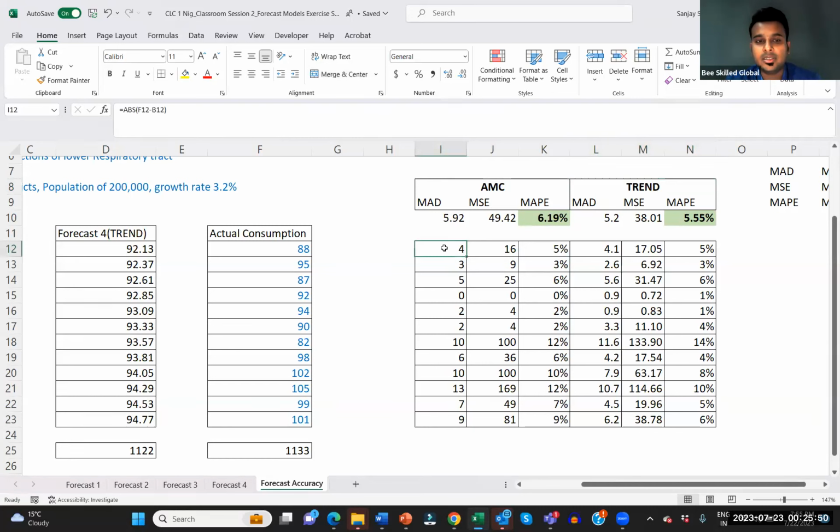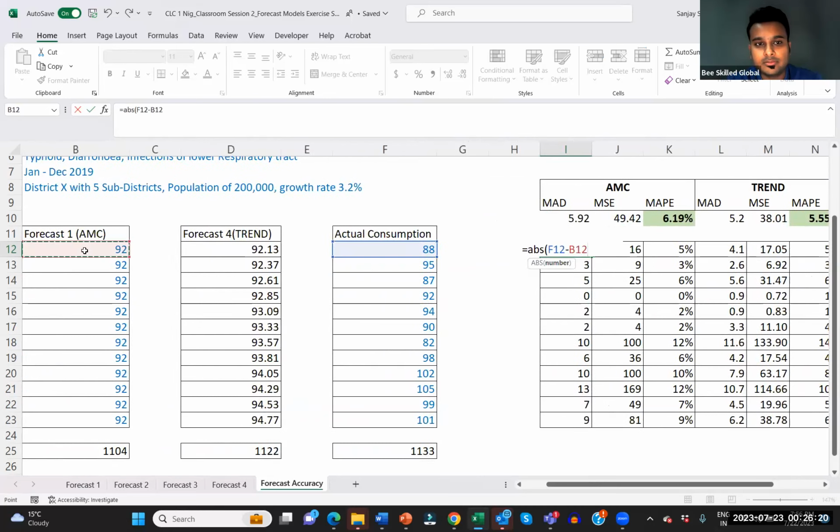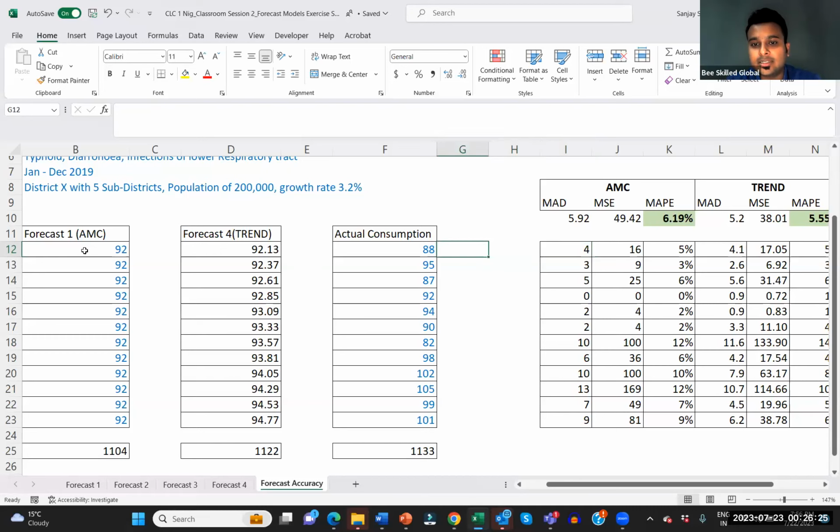For MAD, we use a function called ABS, absolute. If we don't use the absolute function, our numbers can go negative, and that won't be very helpful. We want to understand the absolute deviation, whether negative or positive. So we use the ABS function on the consumption minus the forecast. That gives you the absolute deviation for that month.